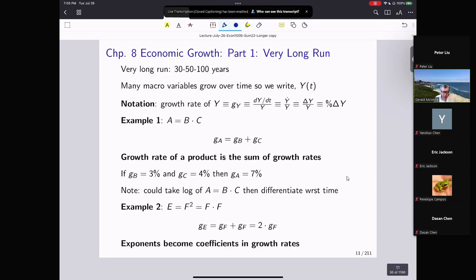What this means, look at where the 2 comes from. The 2 is here, and it came from the exponent. We didn't differentiate this, we just used the trick. The way to formalize and write out in words this growth trick is to say the following. If the variable starts with an exponent, that exponent becomes the coefficient in growth rates. That exponent of 2 becomes the coefficient in terms of the growth rates. That's the second trick.